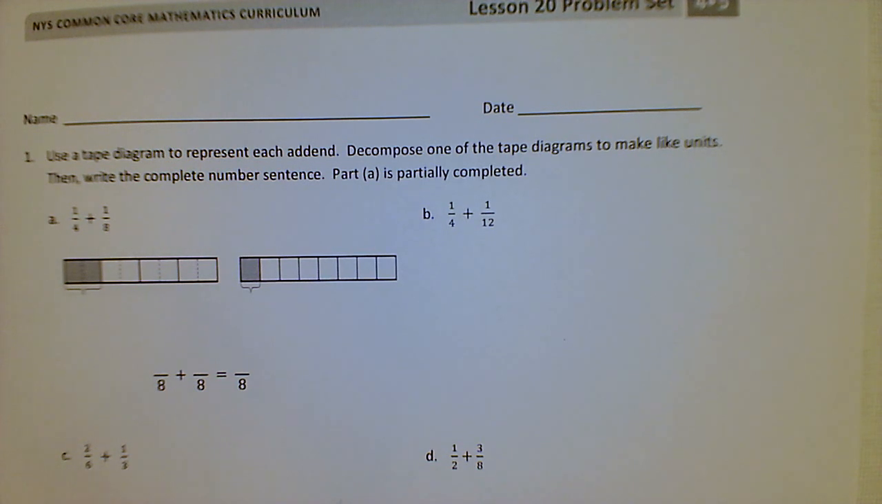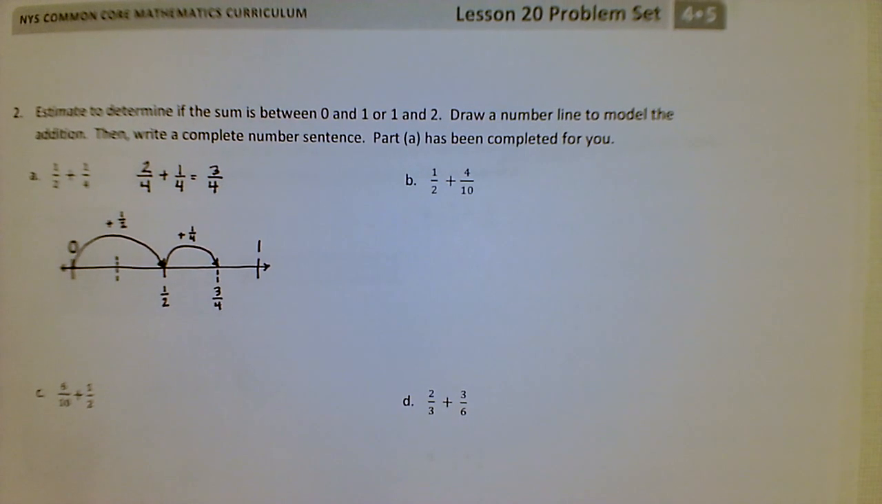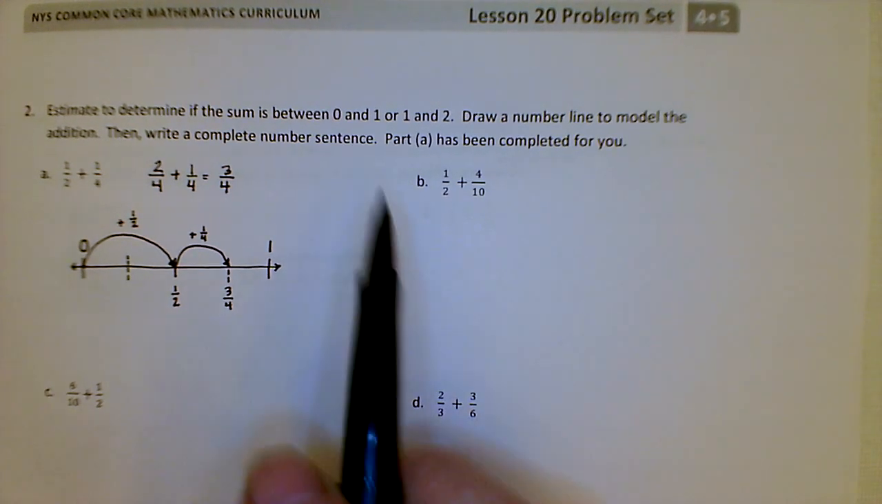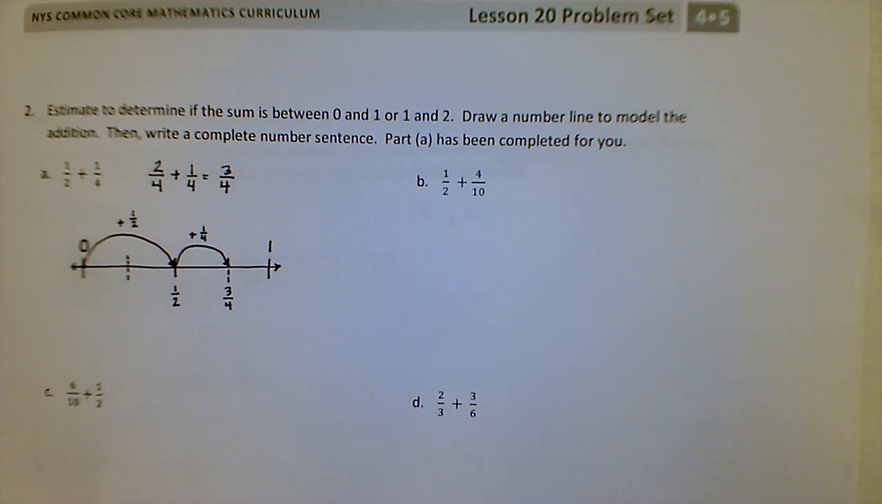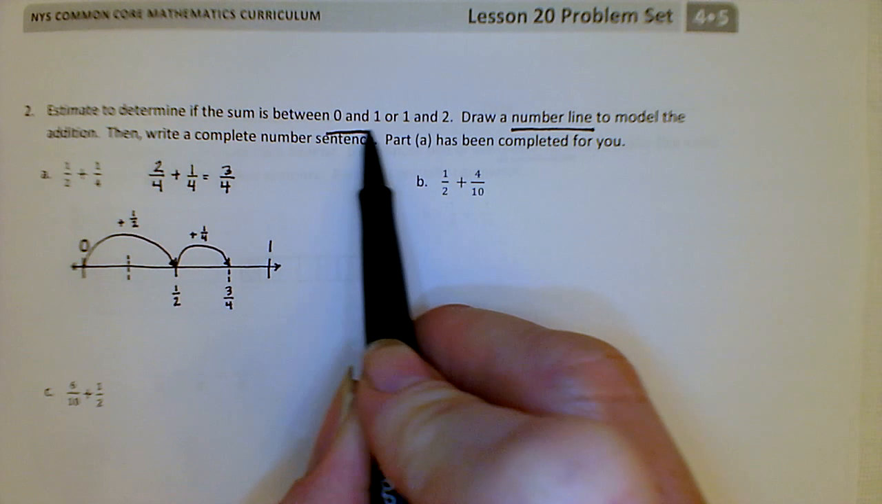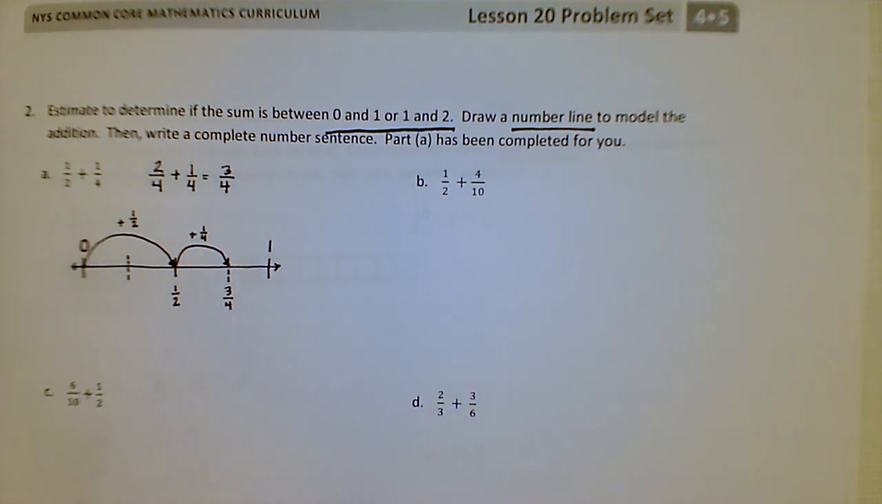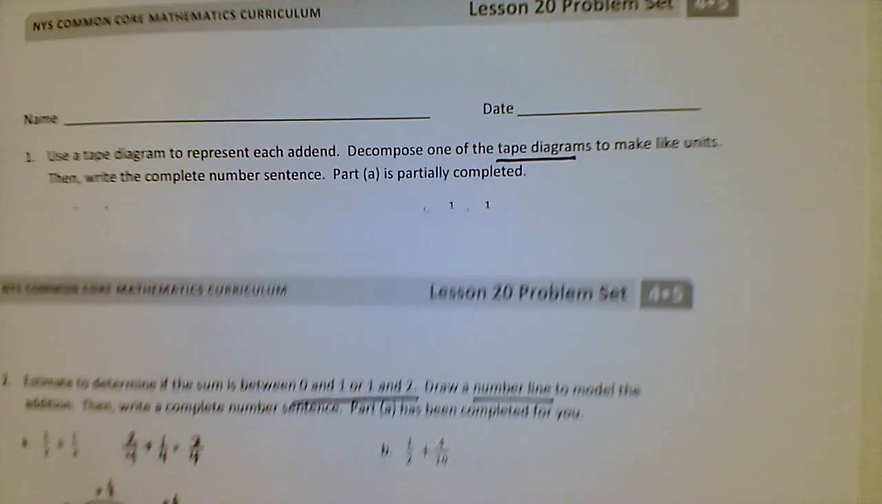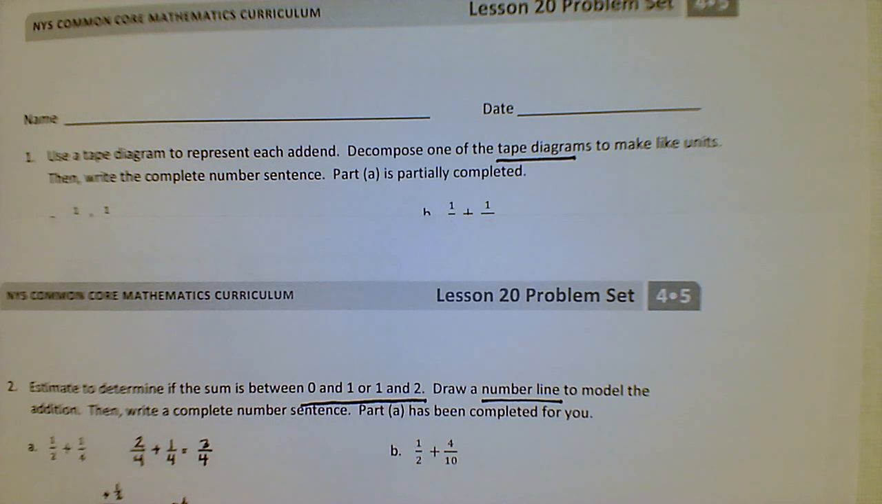So that is a really different instruction than what you see in the second one. And what's different is here, they tell you to model it with a tape diagram, whereas in this one, it says estimate to determine if the sum is between 0 and 1 or 1 and 2. So we are going to have some that are going to be larger than 2. Draw a number line to model the addition, then write a complete number sentence. So again, the other thing that's different is that we're doing a number line. So here, it could be between 0 and 1, or it could be a fraction greater than 1. It could be our solution, our sum. And then we want to do it with a number line. What I am telling you right now is that I am okay with you choosing which way you do it.